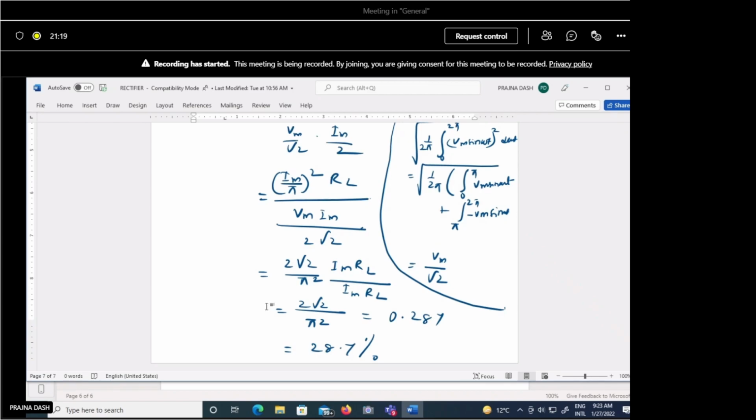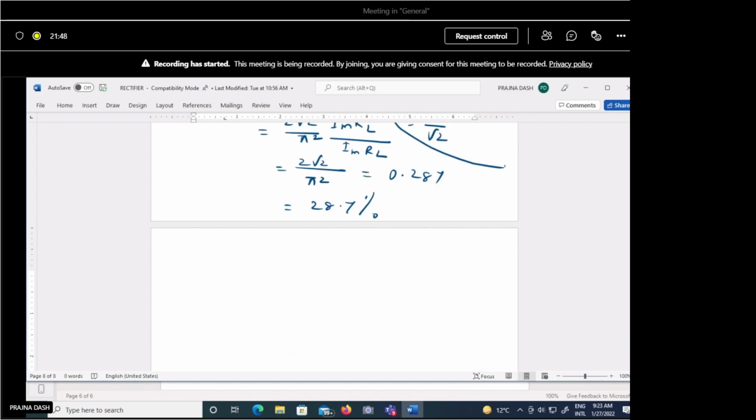We are getting an efficiency of less than 50%, that is 40.2%. We are getting a ripple factor of 1.21. That means a lot of AC component is there, and the transformer utilization factor means only 28.7% of the transformer power is utilized here. So this shows how poorly the half-wave rectifier is behaving. That's why the half-wave rectifier is hardly used for rectification purposes. So we need to increase the efficiency or performance of the rectifier, so we will use the full-wave rectifier circuit.